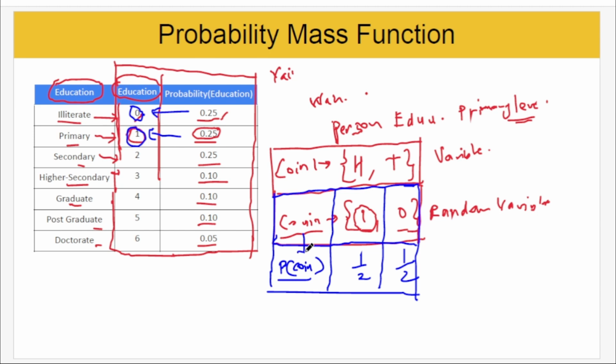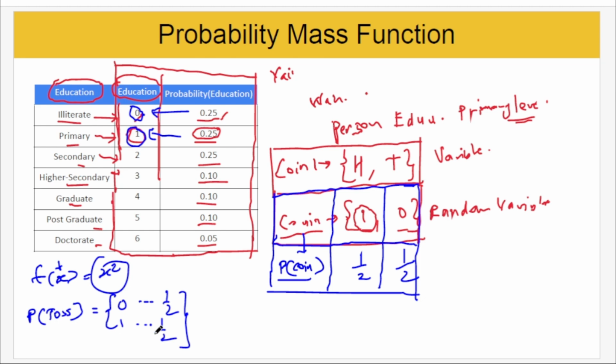This is actually a function. What is a function? A function is something which maps input to output. So how is a probability mass function a function? The probability that toss takes a value is equal to 0 with probability 1 by 2, 1 with probability 1 by 2. It is not a nice function like x square, but you have two values. That's why it is called a probability mass function.